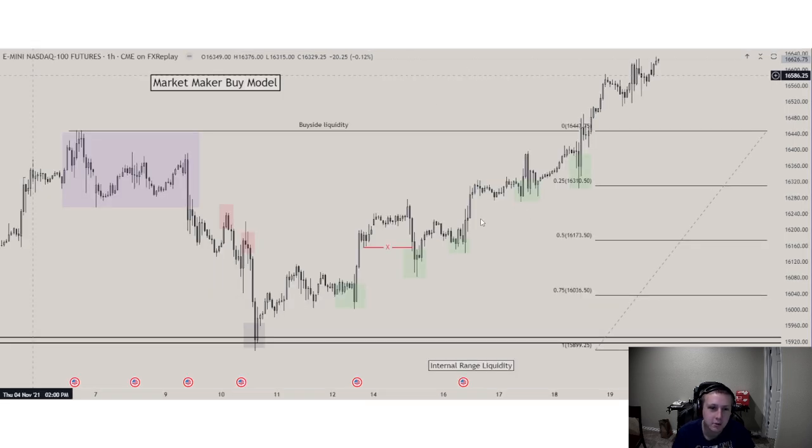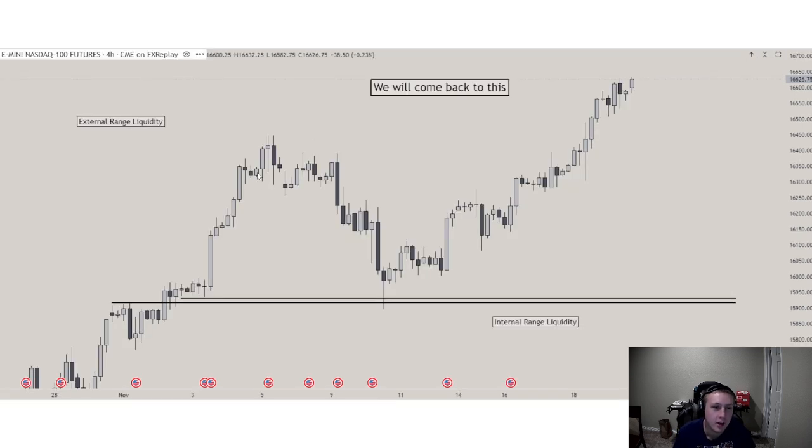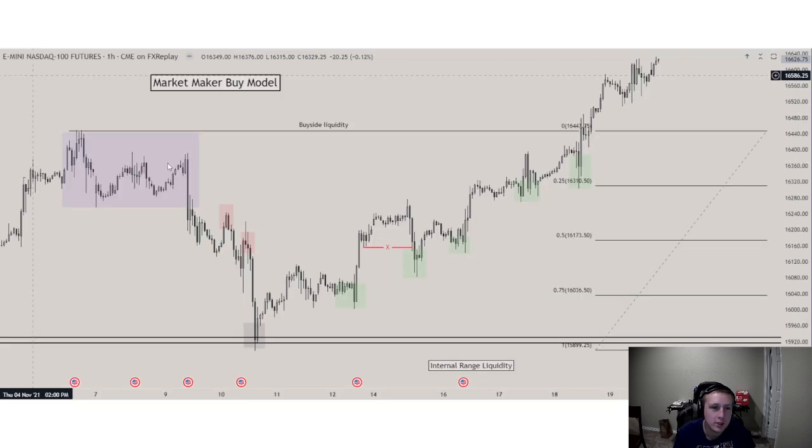As we see here, we had a nice little market maker buy model. We have an original consolidation. Then we break away from that original consolidation with big displacement, showing intention of price heading lower. We don't even need to rebalance this imbalance. So notice that this is left as a breakaway gap.